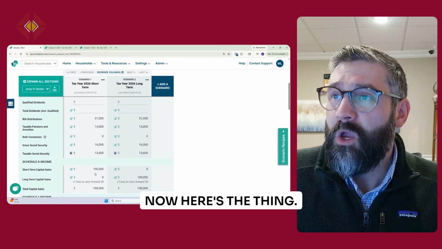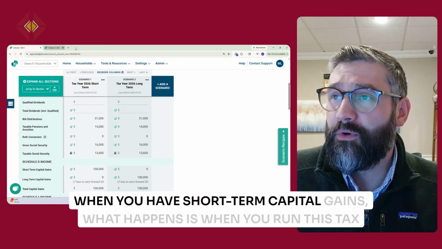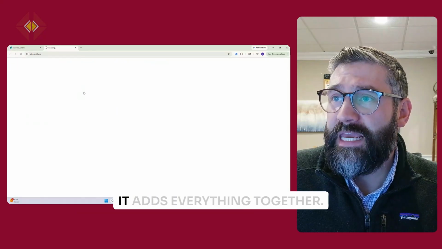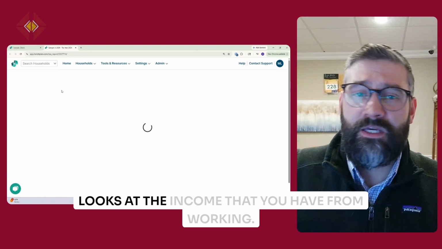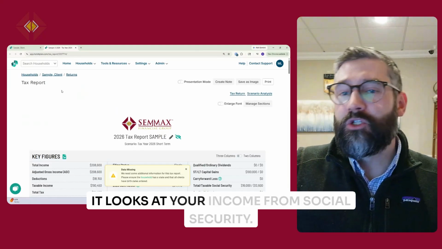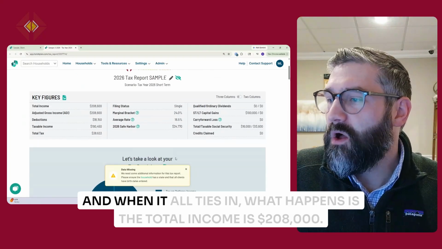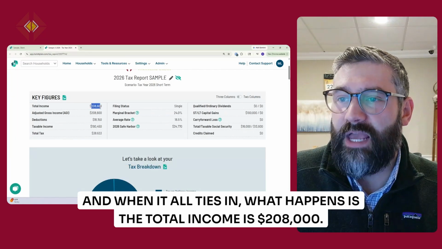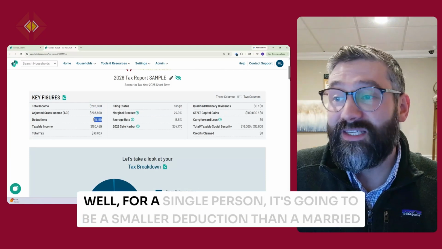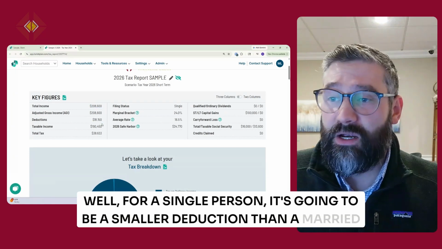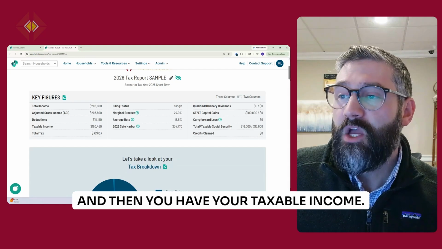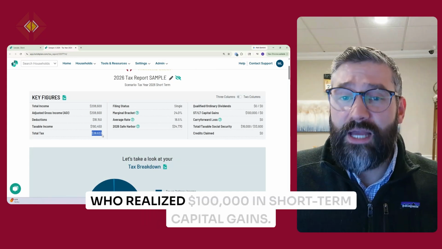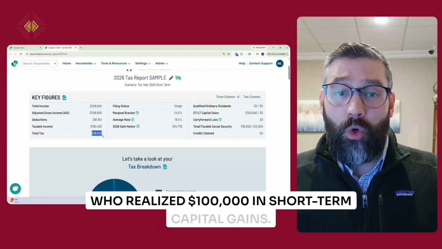Now, here's the thing. When you have short-term capital gains, what happens is when you run this tax report, it adds everything together. It looks at the income that you have from working. It looks at your income from Social Security. And when it all ties in, what happens is the total income is $208,000. Then there's deductions. Well, for a single person, it's going to be a smaller deduction than a married couple. And then you have your taxable income. So the total tax bill for this couple, or this individual rather, who realized $100,000 in short-term capital gains.